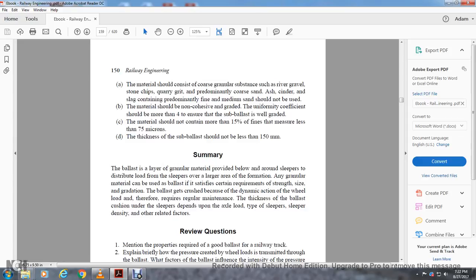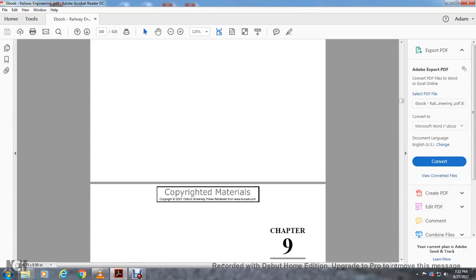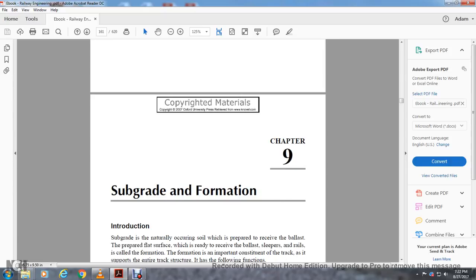Summary: the ballast is a layer of granular material provided below and around the sleepers to distribute the load from the sleeper over a large area of the formation. Angular granular material can be used for the ballast if it satisfies certain requirements of strength, size, and gradation. The ballast gets crushed because of the dynamic action of the wheel load, therefore it requires regular maintenance. The thickness of the ballast cushion under the sleeper depends on the axle load, type of sleeper, density, and other related factors. Chapter 9: Subgrade information.